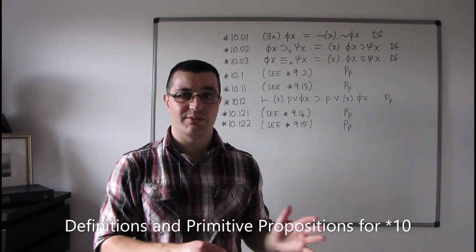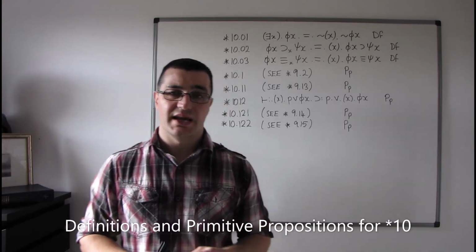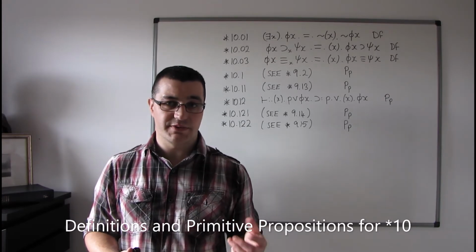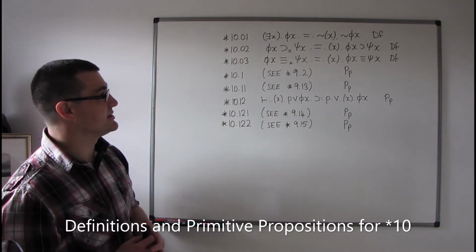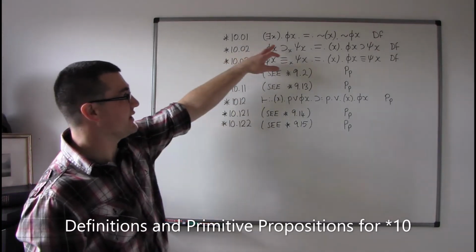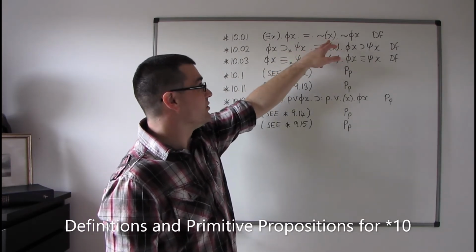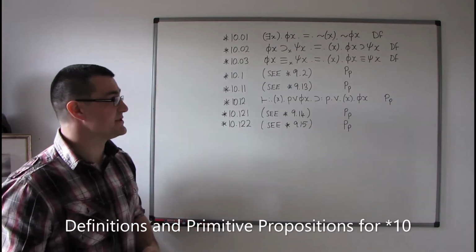Like we did in section 9, we took phi x always and phi x sometimes both as primitive. Here in this alternative approach, we're going to take phi x always as primitive, but we're going to define phi x sometimes, and that's definition 10.01. Notice that phi x sometimes is defined in terms of phi x always, but it also uses negation as applied to a first order proposition.